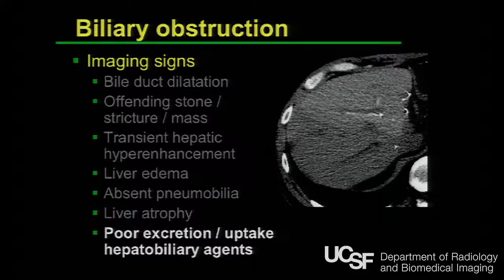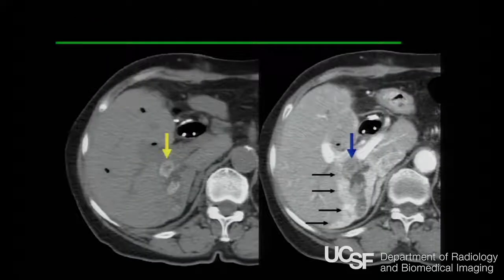And so the hepatobiliary agents add a new dimension to detecting bile duct obstruction. So again, it's not just bile duct obstruction or dilatation, it's many, many features, secondary features that are so useful for diagnosis in cross-sectional imaging.